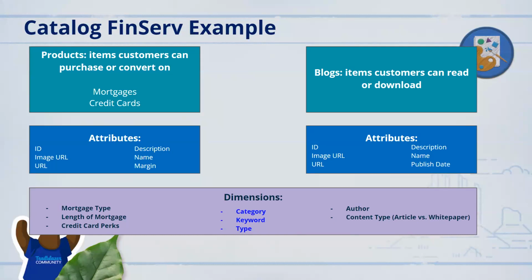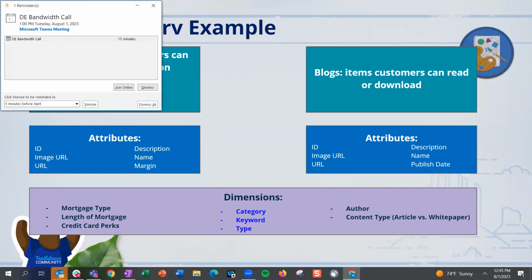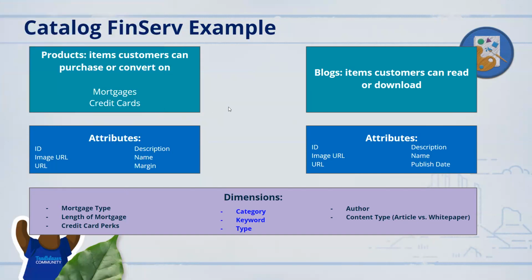And then for blogs, we added similar contextual information. So we added the authors, we added the content type. So is it an article or is it a white paper? And then the dimensions you see in the middle, centered in blue, are shared dimensions. So they bring valuable insights to both the product items and also the blog items.